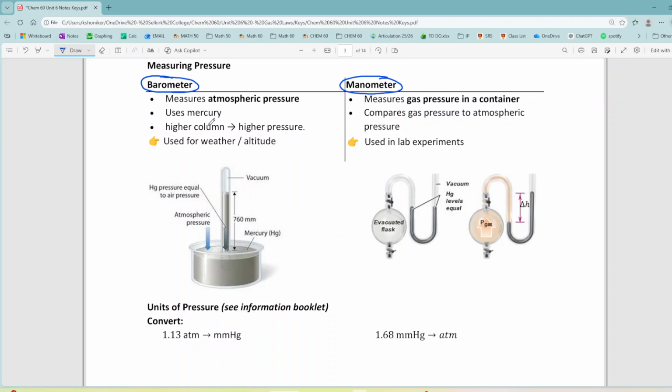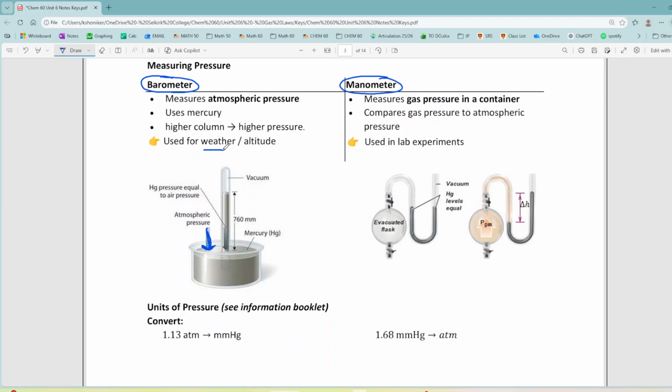The higher the column, the higher the pressure, because you've got the atmospheric pressure going down, and then it's forcing the mercury up the tube. So the higher the pressure pushing down, the higher the mercury in the tube will go.